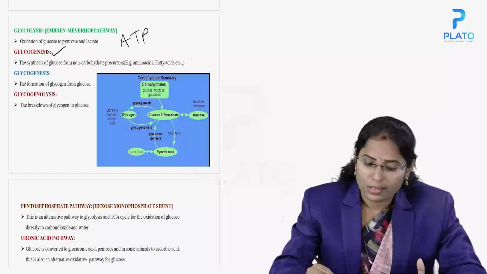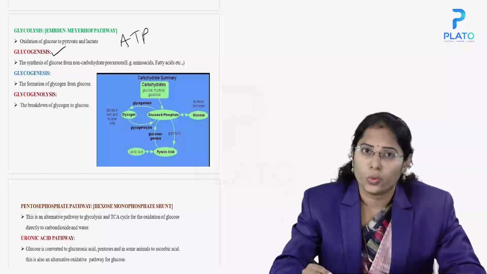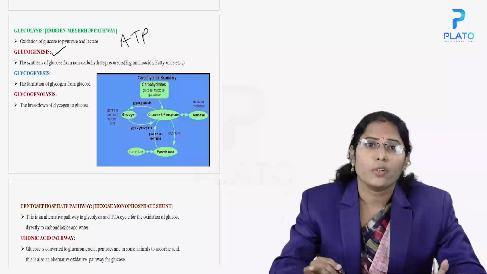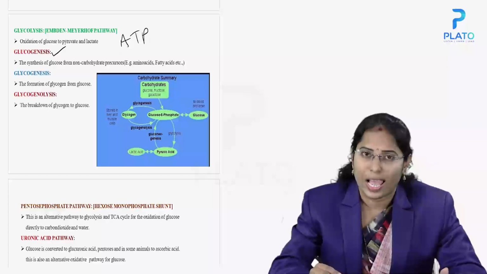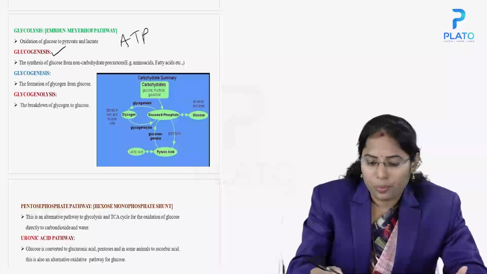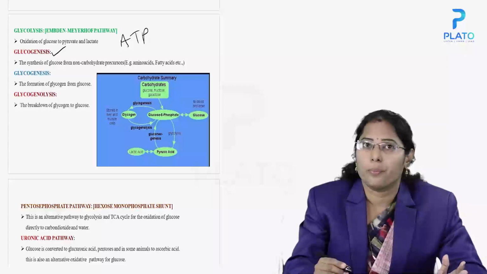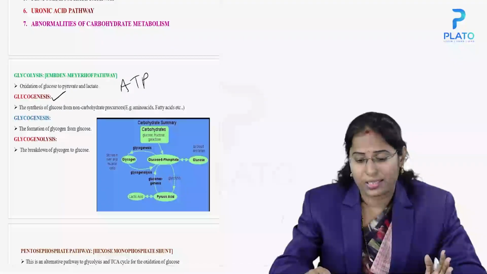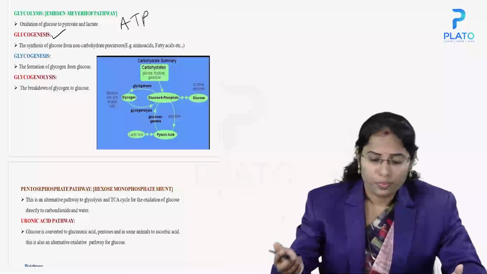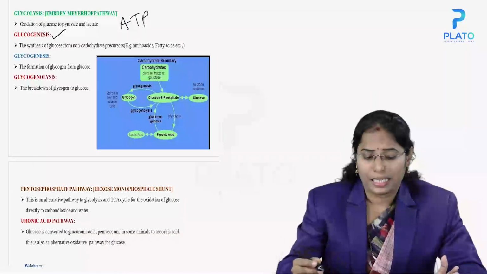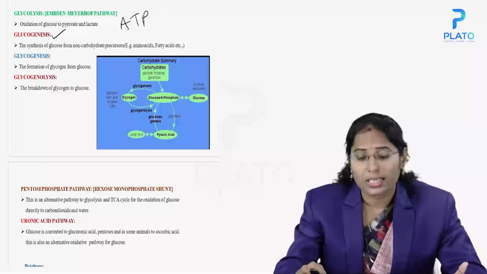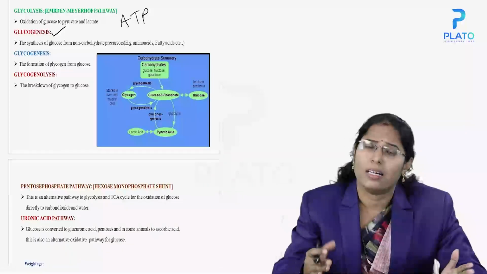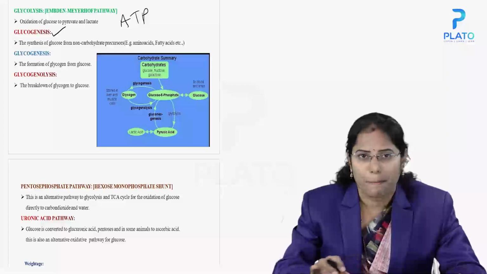Coming to the second topic, gluconeogenesis. Gluconeogenesis is nothing but synthesis of glucose from non-carbohydrate sources, precursors like lactate, pyruvate, propionate, glucogenic amino acids and glycerol. This mainly happens during starvation, when all the stored glycogen has been depleted.